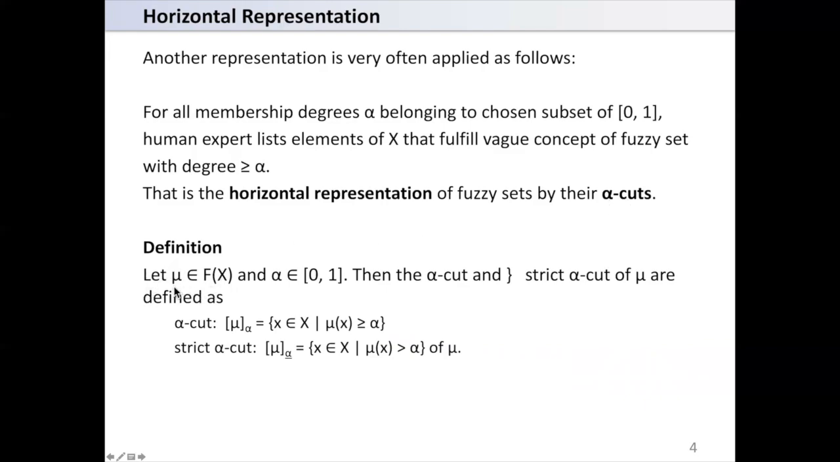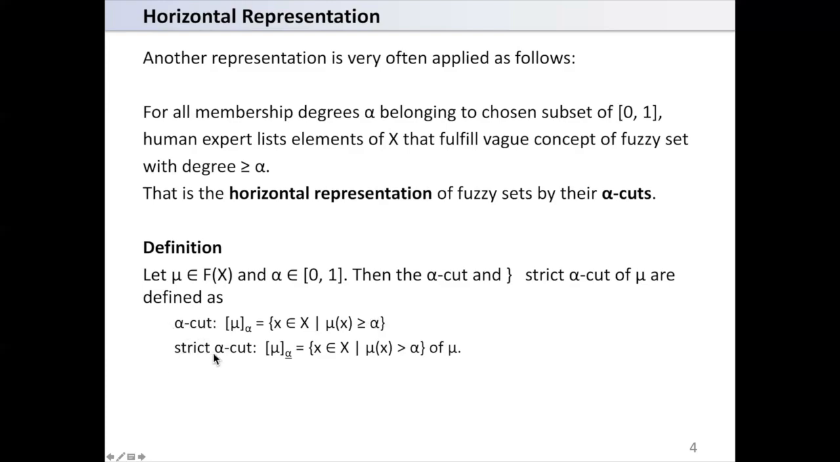Here is the definition for the alpha cut. Let mu be an element of fuzzy sets on X and alpha be a value between 0 and 1. Then the alpha cut and strict alpha cut of mu are defined as follows. This is the alpha cut. It is written in square parentheses, mu, the membership function mu, and alpha cut. This is the set of points in X such that the membership values at those points are greater than or equal to alpha in the alpha cut.